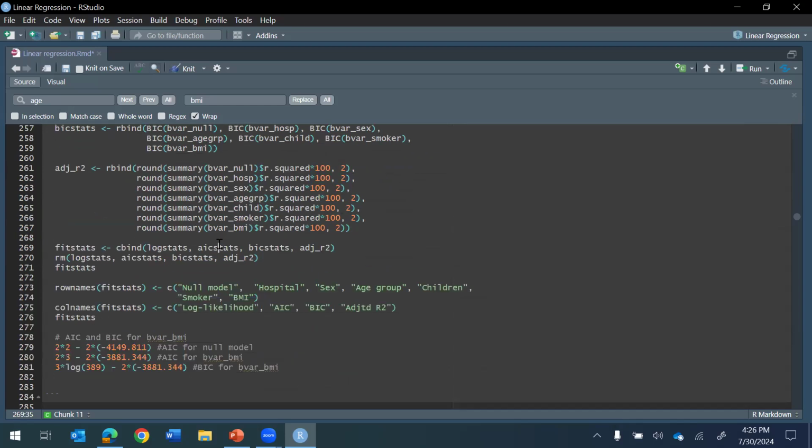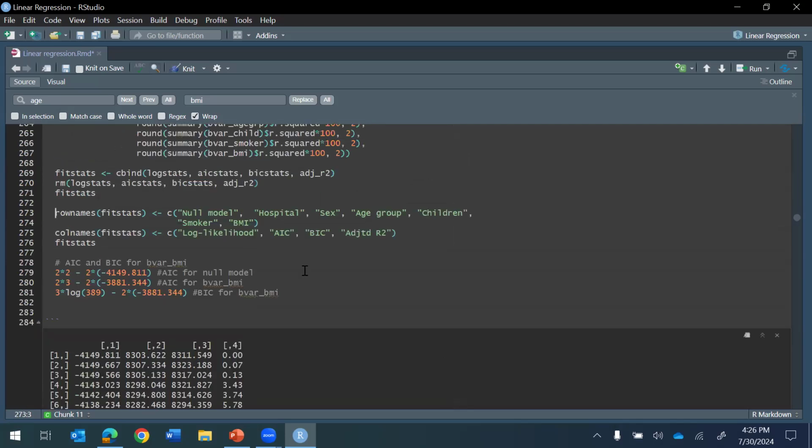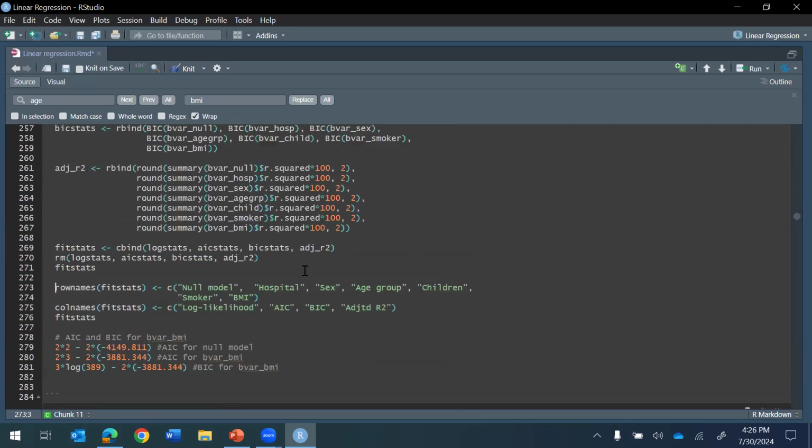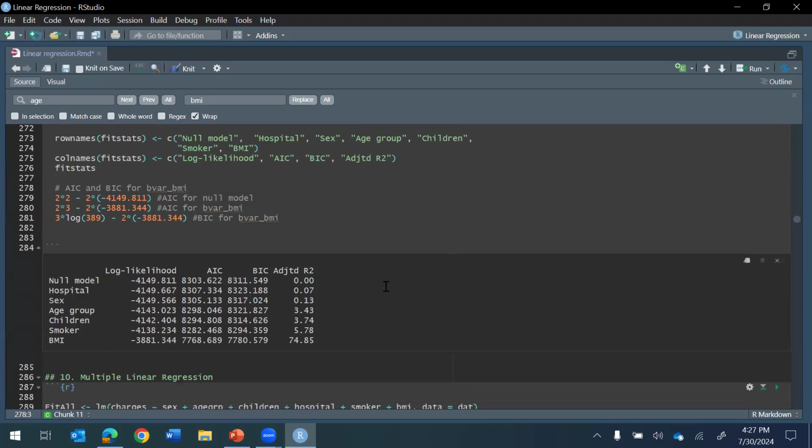And then I'm going to combine this with a column bind here, and then we have, for each one of these, and then I'm going to name what is 1, 2, 3, and 4, and then these other parameters that I have here. So that's what I do, row names and column names, and we have this. I hope you guys are with me.